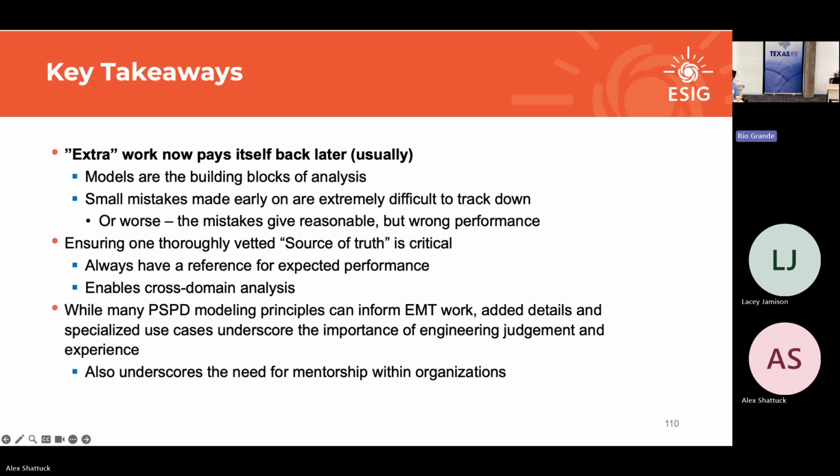It's just very important to have the wherewithal in the context to do them at the beginning. Small mistakes early are really difficult to track down, especially if you're doing a bunch of steps at once. Or the really scary thing is mistakes that don't look like mistakes, like a wrong parameterization that looks perfect. Because then you end up with situations like the example we showed, where everything was fine and then it's an emergency in the system, which means the planners and the system operators are not expecting this to happen. What's happening in the real world is nowhere close to what was actually studied. So ensuring one thoroughly vetted source of truth is critical.